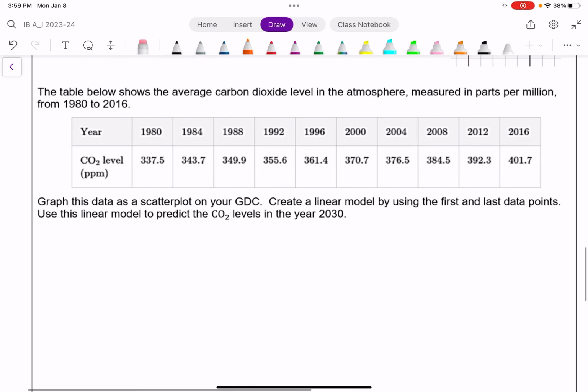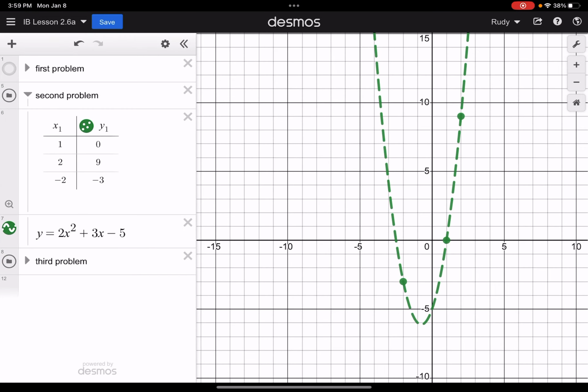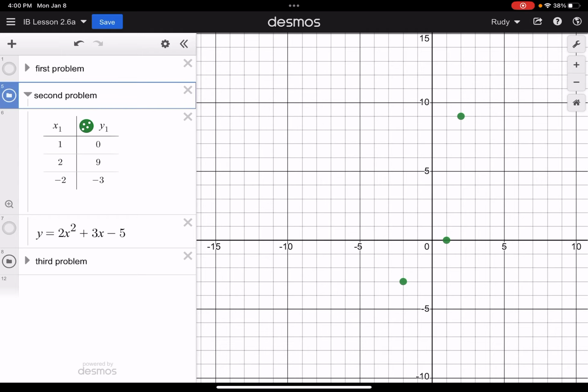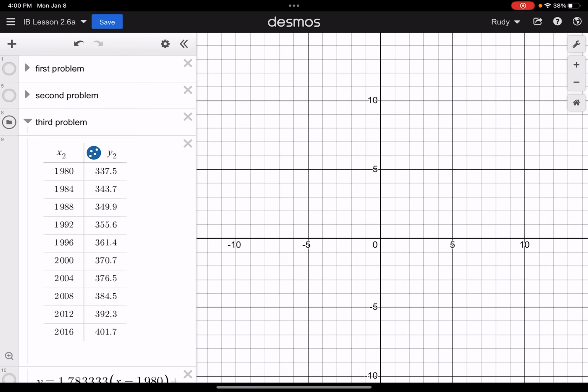And so one thing I want to do is create a scatter plot on my GDC, and then create a linear model by looking at the first and last points. So first, let me make my scatter plot here. And it's not essential to have to make this part, but I'll kind of show it here. Now, I have my scatter plot put into Desmos here, and I'm just leaving the years as the x-axis and the carbon on the y-axis.